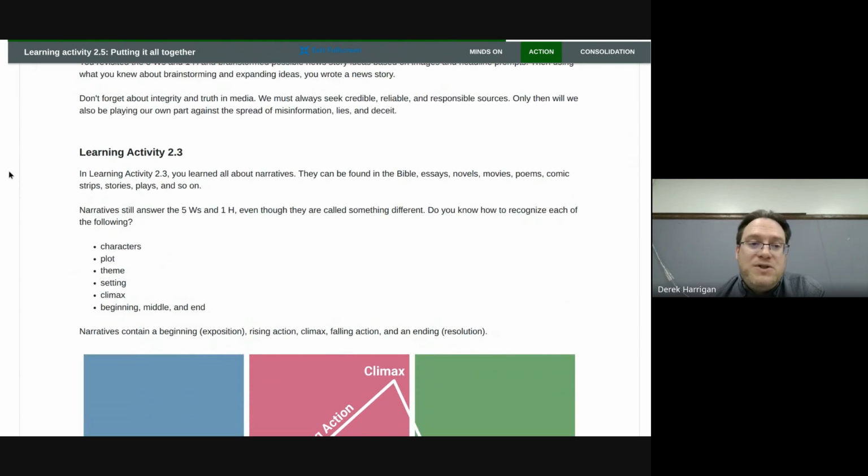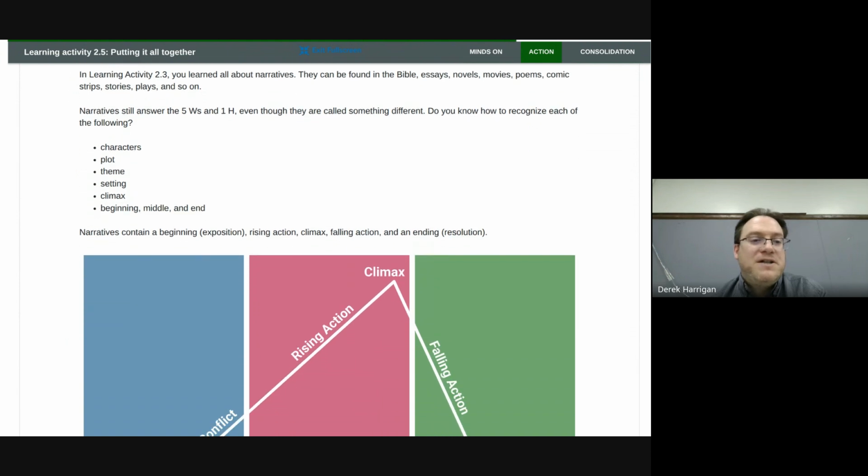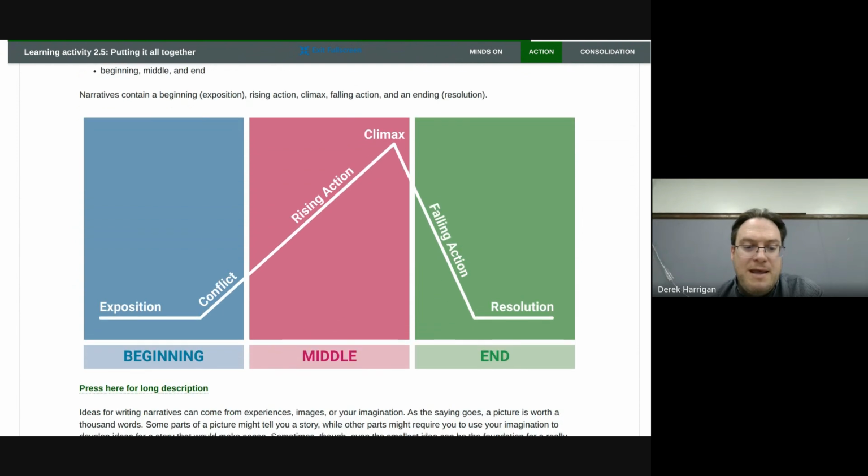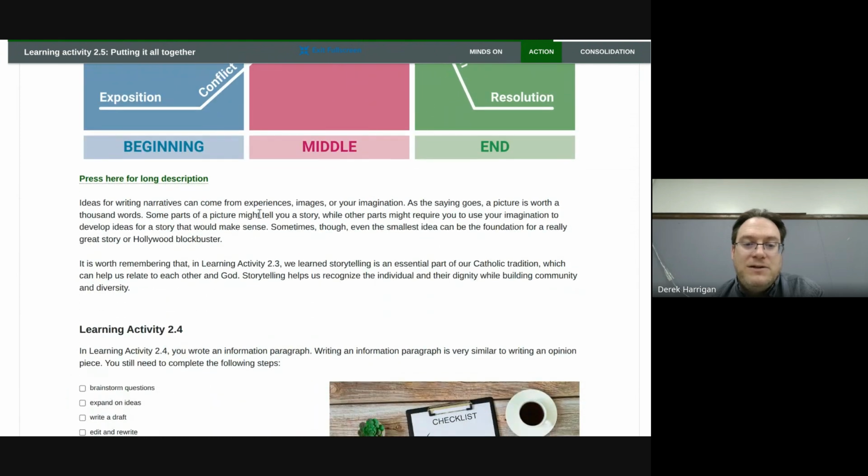When we get down to learning activity, Unit 2, Activity 3, we talked about narratives, which is personal storytelling. Narratives are stories, so they have to have plot, character, theme, setting, climax, beginning, middle, and end. We talked a little bit about the plot structure, and how you can write narratives and come up with ideas to write a good narrative.